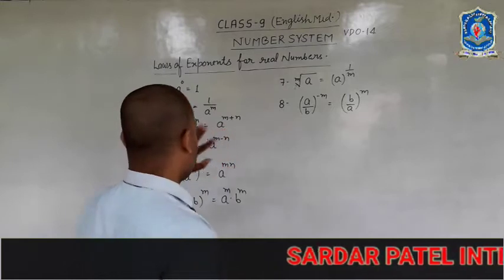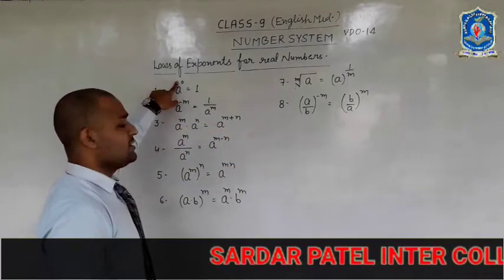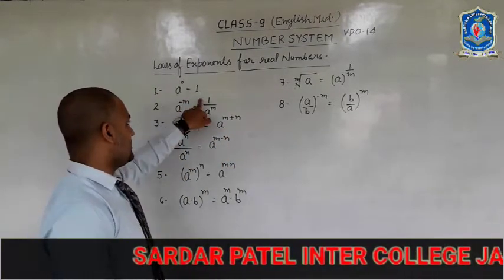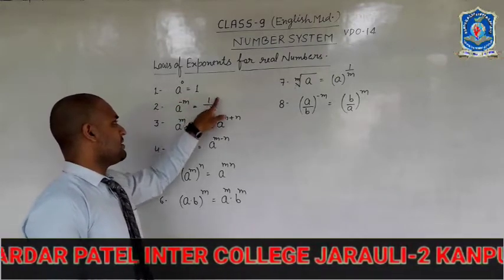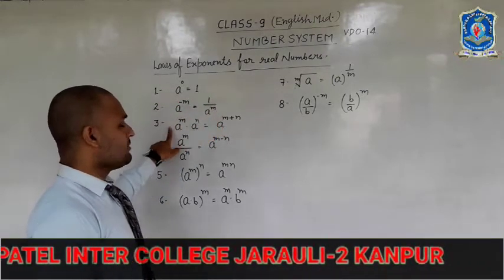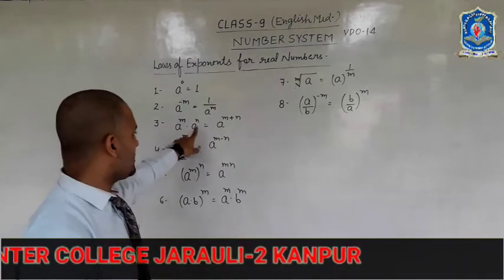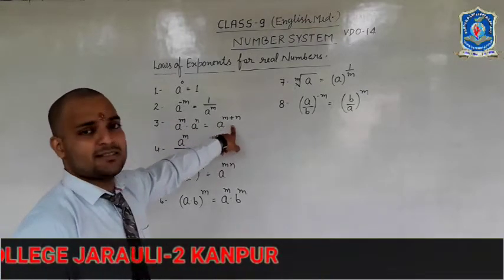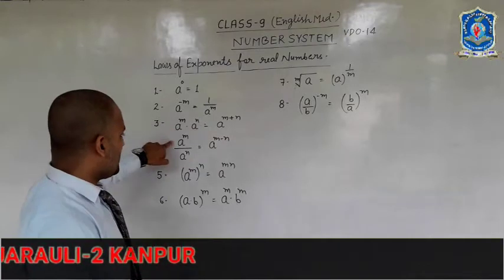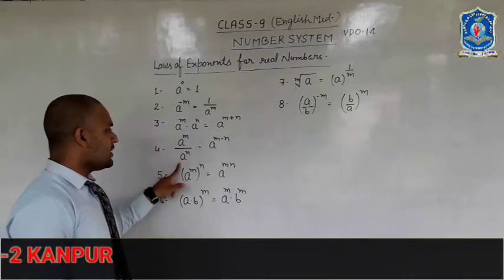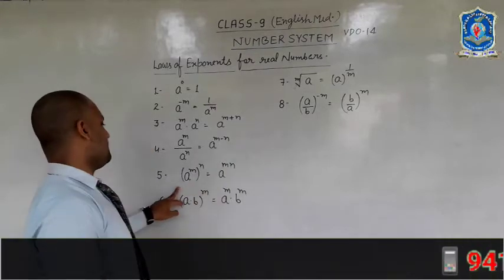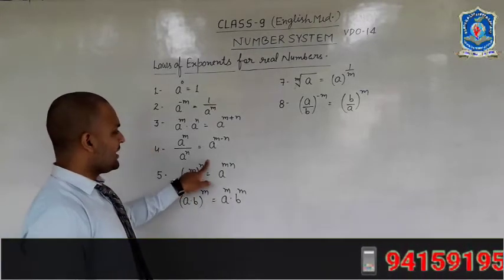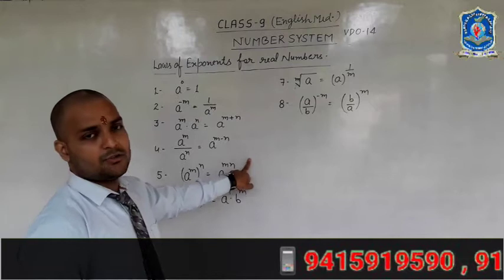The first one is a to power 0 equals 1. The second one is a to power minus m, which is 1 upon a to power m. The third one is a to power m into a to power n equals a to power m plus n. The fourth one is a to power m upon a to power n equals a to power m minus n. The fifth one is a to power m to whole power n equals a to power m into n.